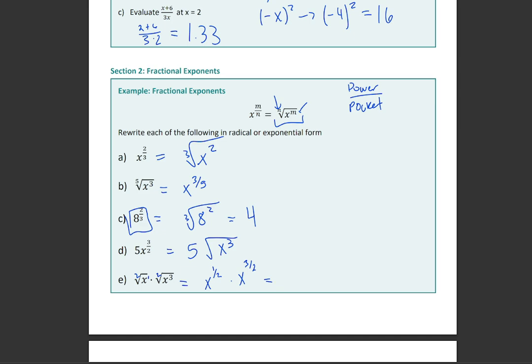Now, we can actually use our exponent rules here, where I can add my exponents since the base is the same. So that's 1/2 plus 3/2. Well, that's x to the 4/2, which of course is just x squared. So that's how that one's simplified. Sometimes working with fractional exponents is a little bit easier to simplify down to what you need.